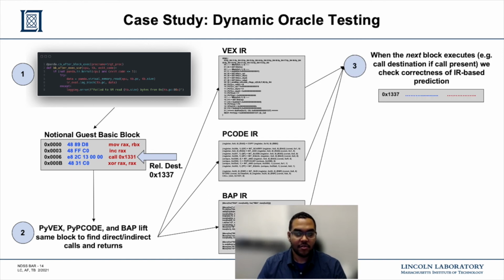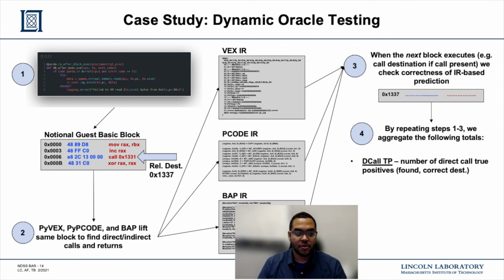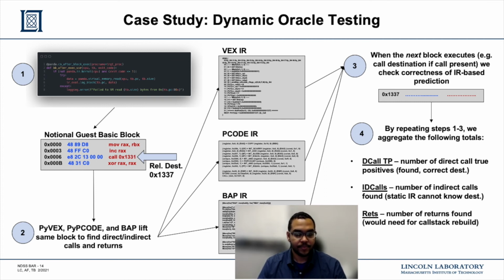By repeating steps 1 through 3 for the duration of the execution of a specific binary, we're able to aggregate the following totals. First, we have the number of direct call true positives, which is when the IR correctly found a call and computed the correct destination. Then we have the number of indirect calls found by an IR. Now, we don't count these against the IR since a static analysis cannot know the call destination. Next, we have the number of returns found, which would be important for rebuilding a call stack or reconstructing a call graph. And finally, we tally the number of failures, which is when the IR throws an exception during lifting or produces no IR statements. Now, we know that block is a valid one because it executed within the guest.